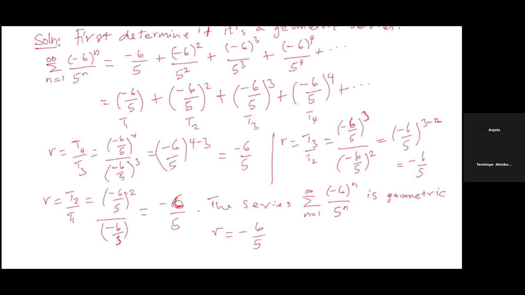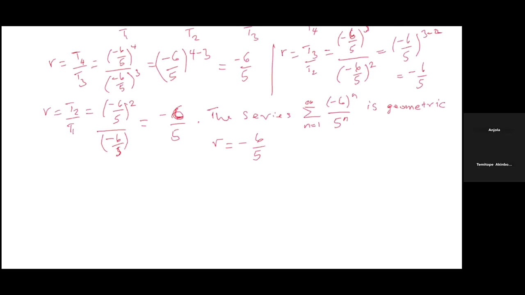Okay. So we will now take the absolute value of the common ratio. The absolute value of r will be equal to the absolute value of minus 6 over 5, and that is 6 over 5, which is greater than 1. Do you agree with that?